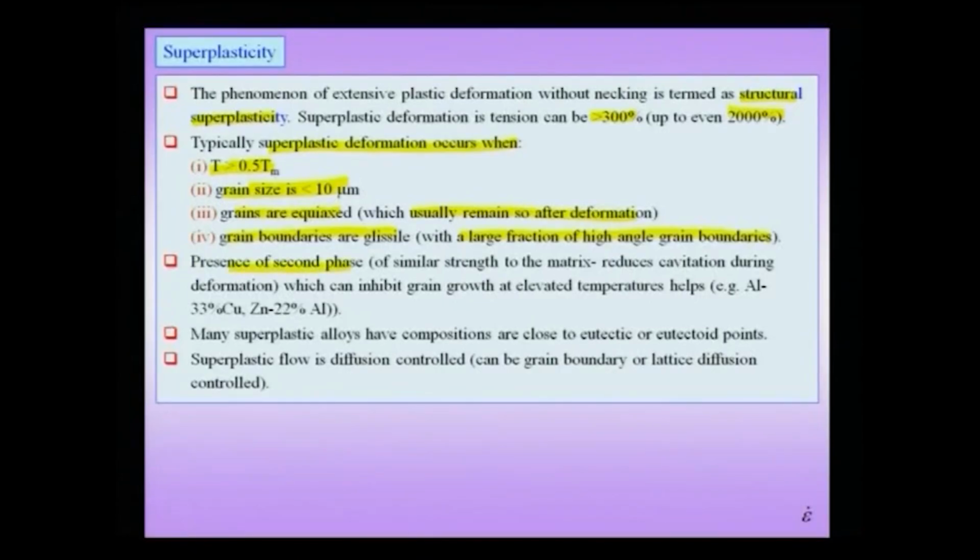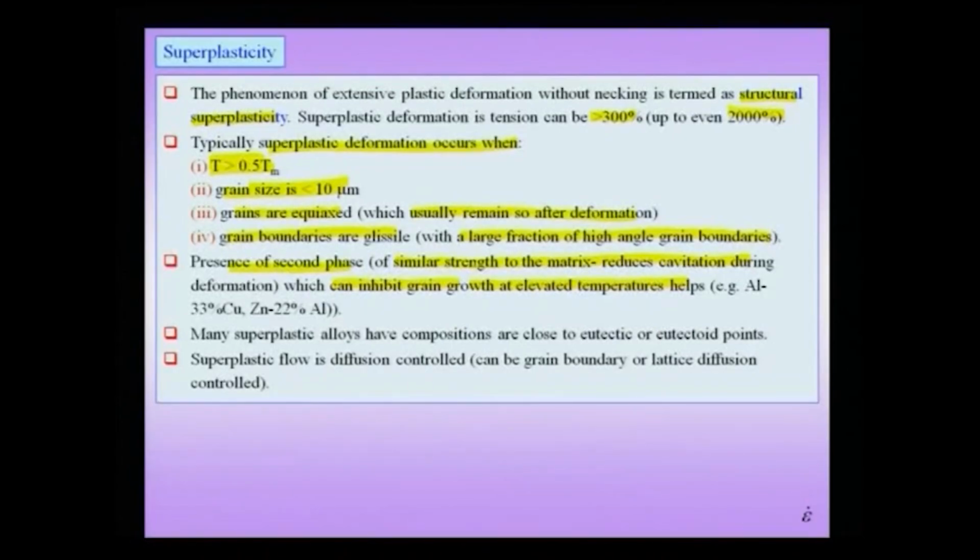Presence of a second phase of similar strength to the matrix reduces the cavitation during deformation, and it can also inhibit grain growth at elevated temperature, and this helps in obtaining superplastic deformation. Because even though I may start with micron size grains, if during deformation, because we are at high temperature, there is a tendency for grain growth, then we are going to have large size grains, and this would inhibit superplastic deformation or further plastic deformation.